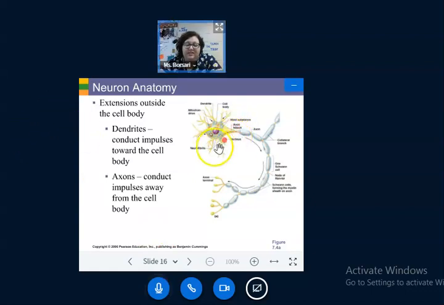Now, for the extensions, we've got some extensions right around the cell body that are known as dendrites. They're going to conduct the impulses towards the cell body. So that means this is where the cell body receives impulses.